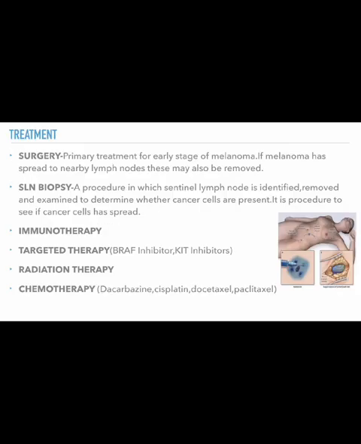So, treatment of malignant melanoma. First, the primary treatment can be surgery. If melanoma has spread to nearby lymph nodes, these lymph nodes may also be removed. Next is the SLN biopsy. SLN stands for sentinel lymph node. It is a procedure in which the sentinel lymph node is identified, removed, and examined to determine whether cancer cells are present. It is a procedure to see if cancer cells have spread. And next will be immunotherapy, then targeted therapy, radiation therapy, and chemotherapy.